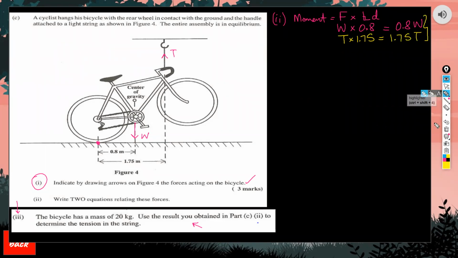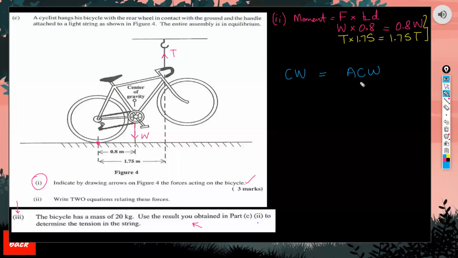And now in part 3, right? In a balanced system, in a system that's in equilibrium, clockwise moments are equal to what? Anti-clockwise moments. Well, you want to spell it out for the examiner, right?